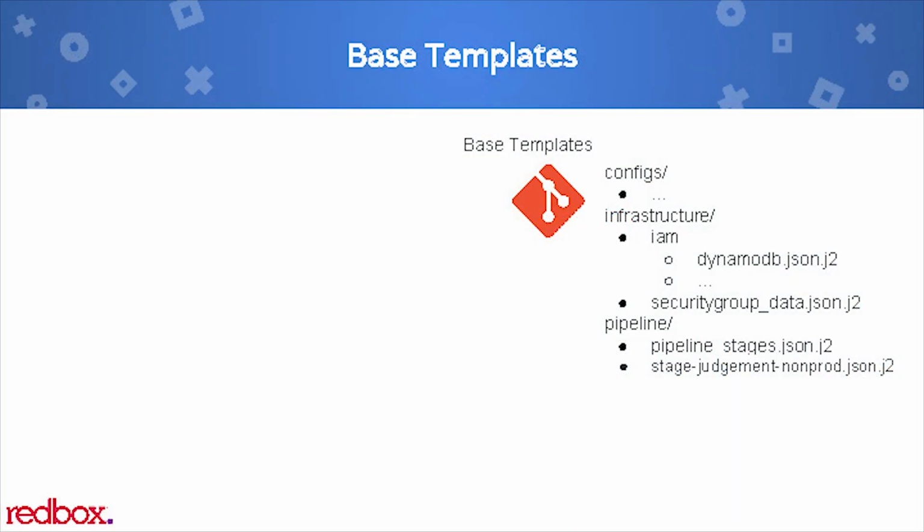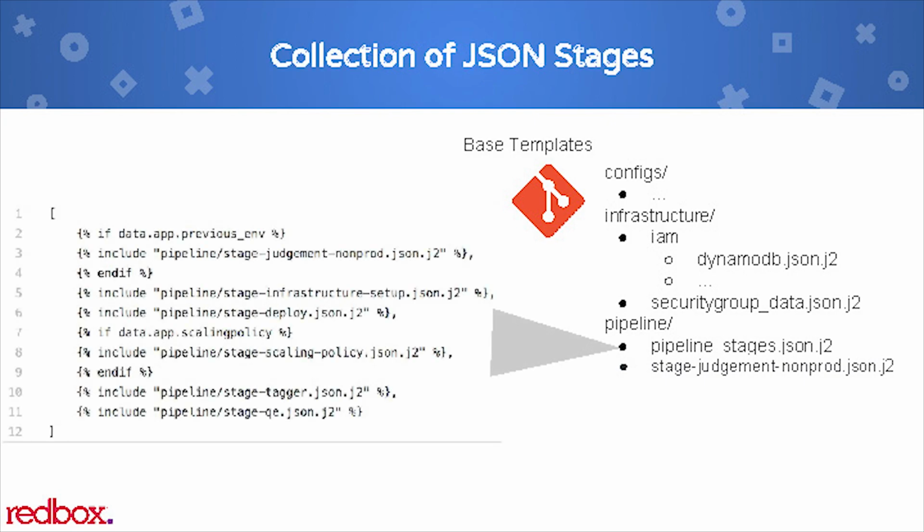So how does it work? You have a collection of base templates, kind of defined there. We'll kind of touch on the pipeline stages. If you look at the pipeline stages, there's a Jinja 2 file. It's kind of a templating language out there, and if you use Python, you know what Jinja 2 is. If not, you should look at it. It's a really great tool. But basically, you define your stages. If there was a previous environment, do a judgment step. If the next step is to do an infrastructure setup step, then do a deployment step. If you have a scaling policy, do scaling. You want to tag, you want to do QE.